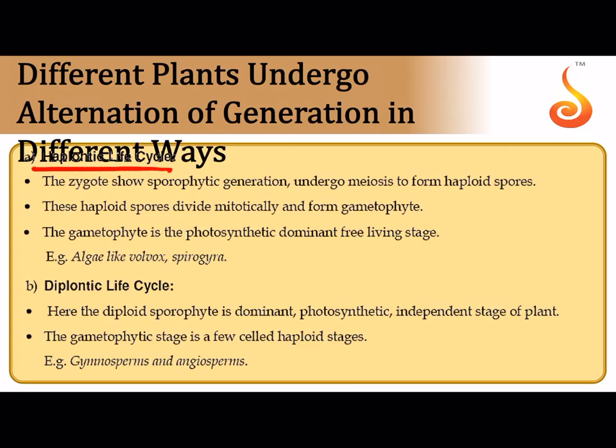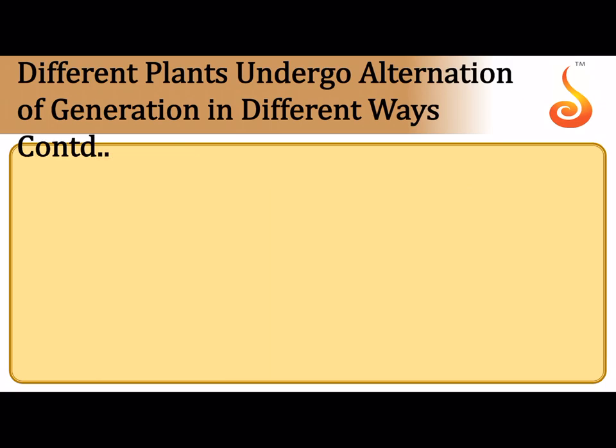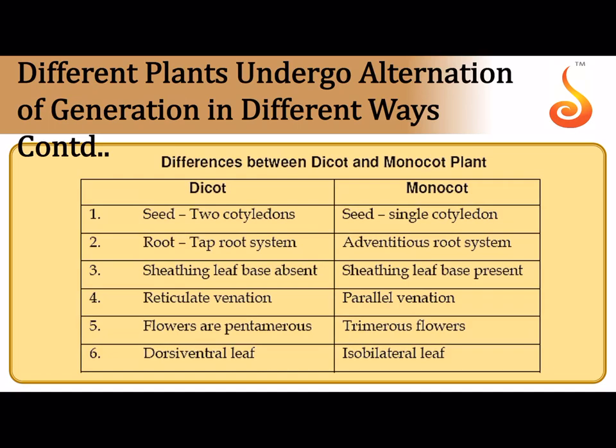Alternation of generation I've already discussed. Haplontic life cycle in algae. Diplontic, just now I discussed the reduced female and male gametophyte in case of gymnosperm and angiosperm. Haplodiplontic I have discussed when I spoke of pteridophytes and bryophytes, isn't it? In bryophytes the gametophyte is the dominant phase, in pteridophytes the sporophyte is the dominant phase.